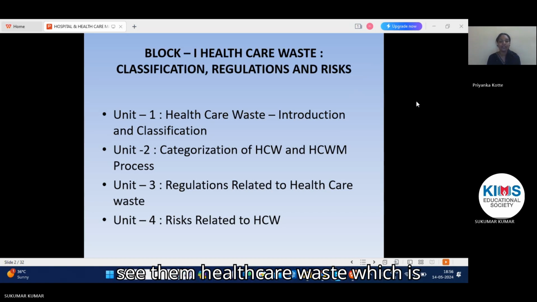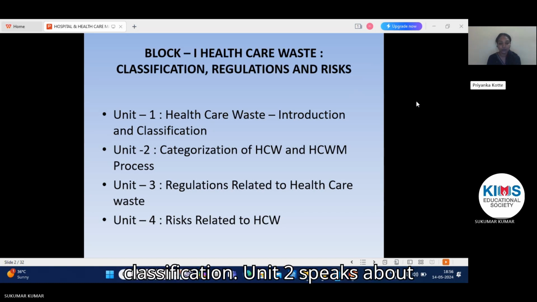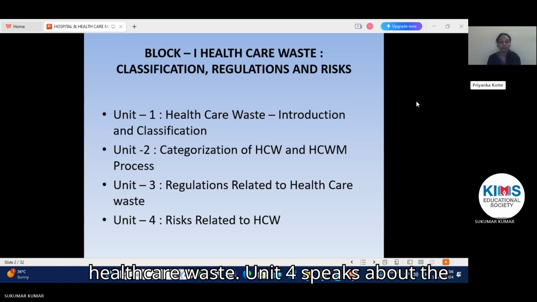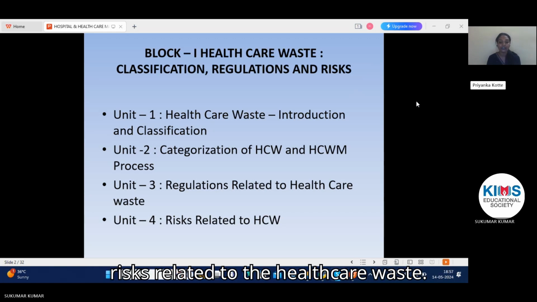You can see them. Healthcare waste, which begins with the introduction and classification. Unit 2 speaks about categorization of healthcare waste and the healthcare waste management process. Unit 3 includes regulation related to healthcare waste. Unit 4 speaks about the risks related to healthcare waste. Okay, so these are the units we are going to discuss under block 1.